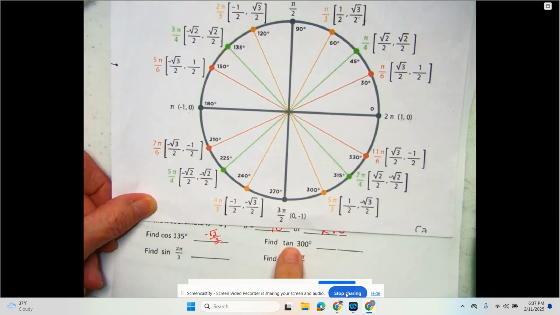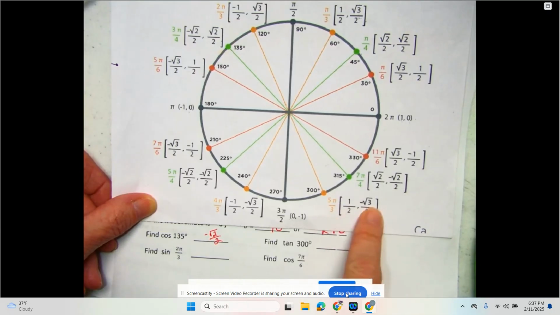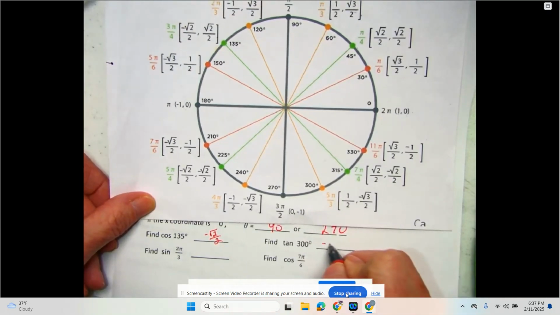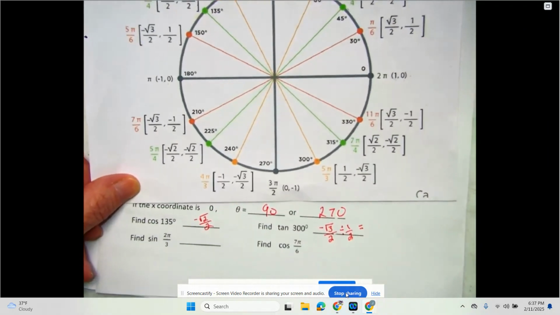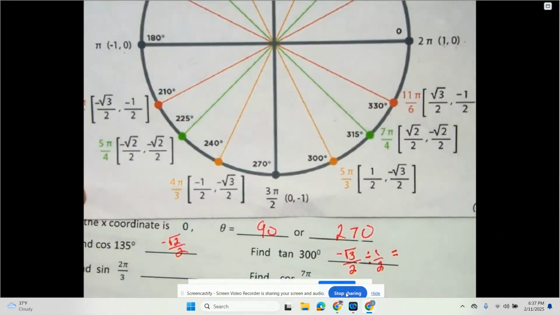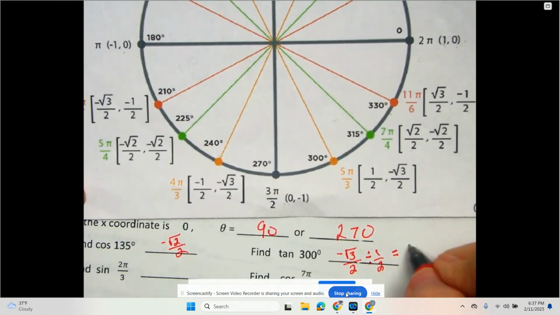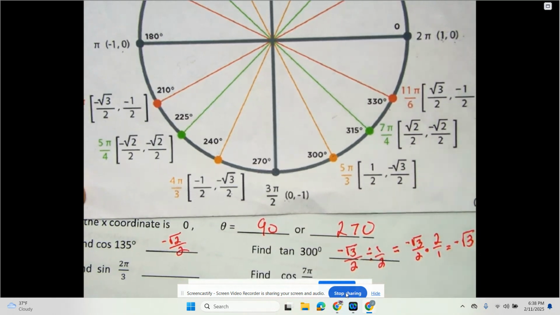The tangent of 300, I'm going to go to 300. Tangent is y over x. So it's going to be negative square root of 3 over 2 divided by 1/2. We do not divide. We keep, change, flip. So keep this, change this to multiplication, and flip this around. Your 2's reduce away, and you get negative square root of 3. That is the tangent of 300. Negative square root of 3.